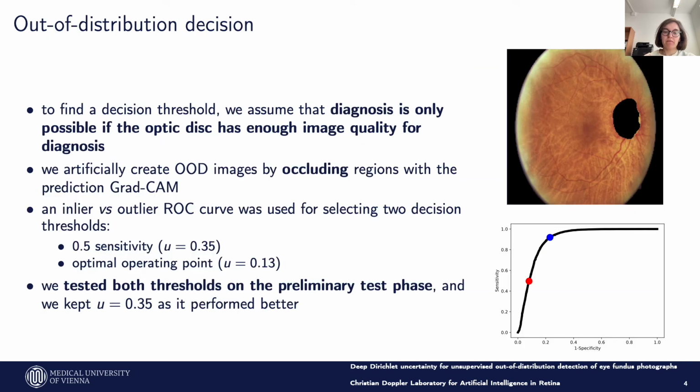To then find the binary decision on the problem of the gradability of the image, we assume that the diagnosis is only possible if the OD region has enough quality, since the glaucoma main structural manifestations usually occur in this region. To do this, we artificially create out-of-distribution images by occluding the regions in which the GradCam map probability is greater than 0.5, since these are the most likely locations of the optic disc. We then choose the threshold based on the ROC curve for separating inliers from the outliers.